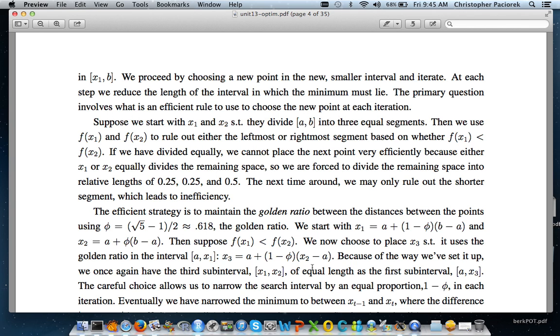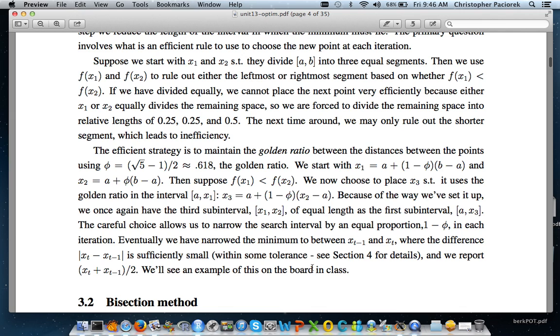So what does this say? It says basically at every stage of this process, I'm eliminating about 32% of the length of the interval. And that's basically the best I can do unless I start using derivative information, which is what I'm going to do for the next method. Okay, so any questions about that?